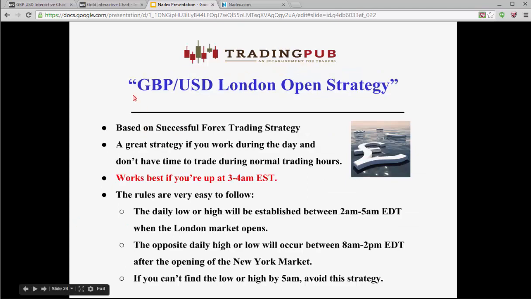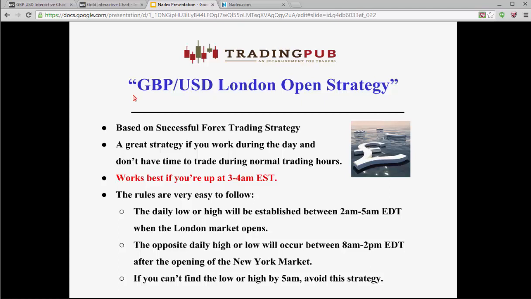Okay, the next one is the London Open strategy, and it deals with the pound dollar. And it's based on a really successful, are there any Forex traders here? Type in yes if you have a Forex account. Okay, no Forex traders. Well, it's a great Forex strategy for those that do trade Forex.